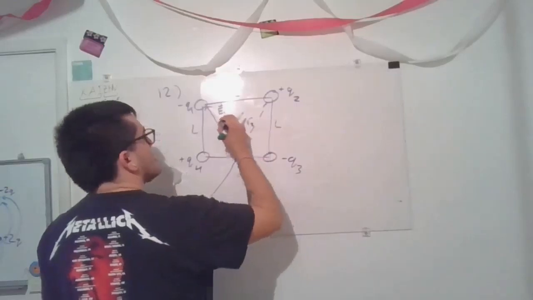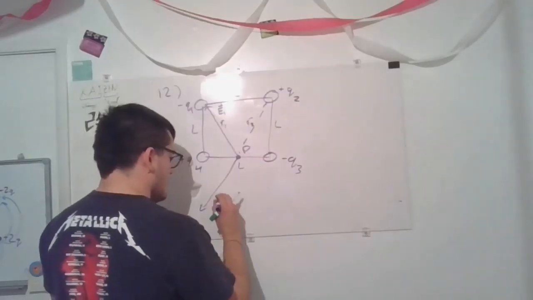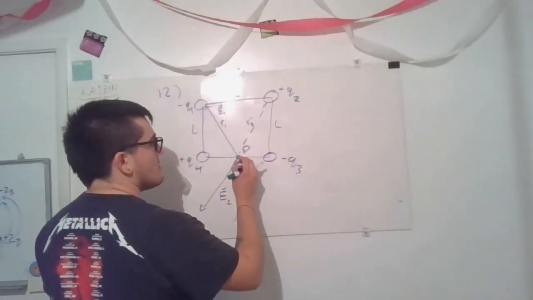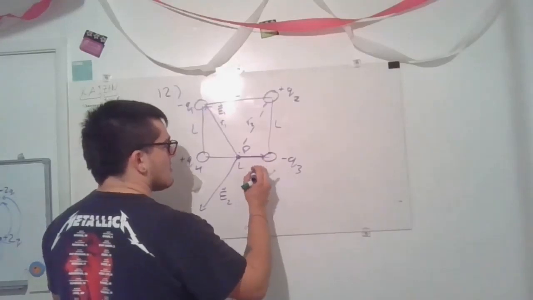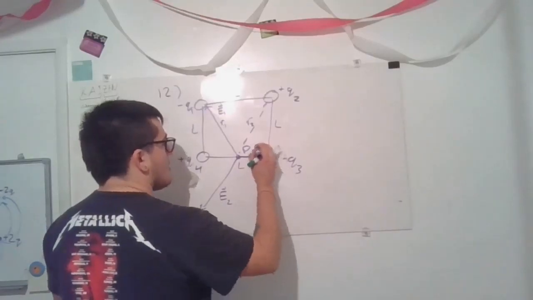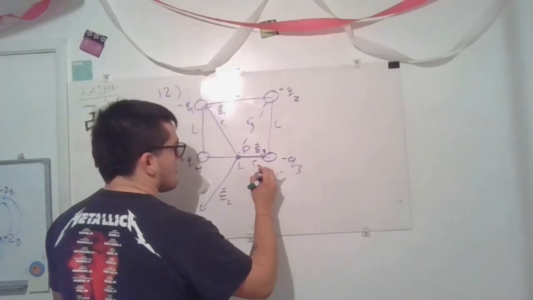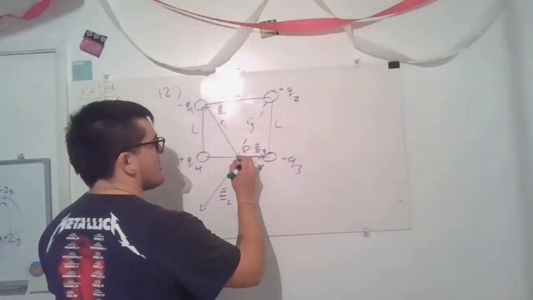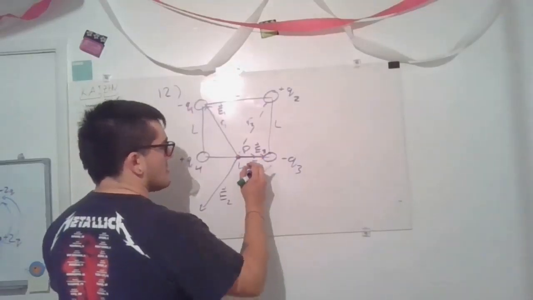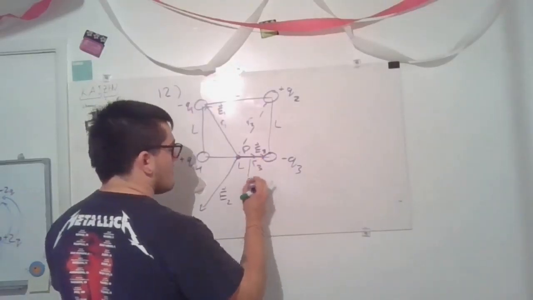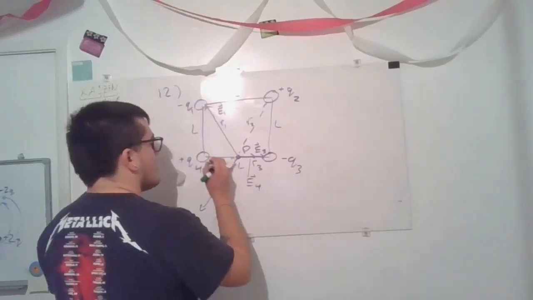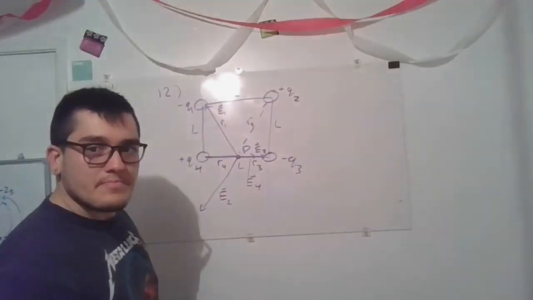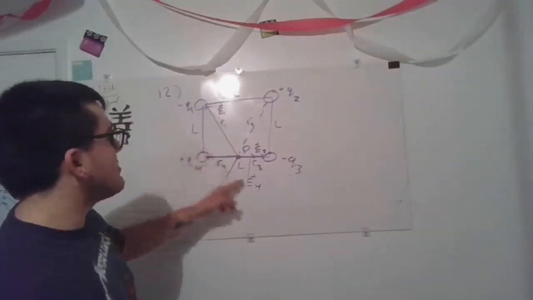R2. This is also R1. Due to this negative charge, it will go towards it. This is also R3. And then due to this positive charge, it'll also go this way, right? This is E4, and this here is R4. Okay, so now we have that. This is all L.